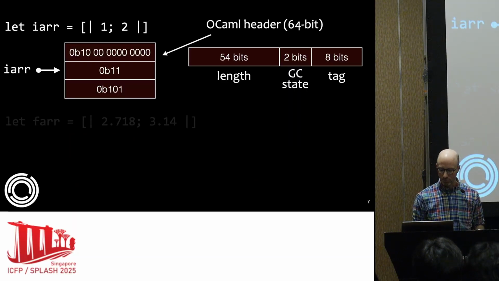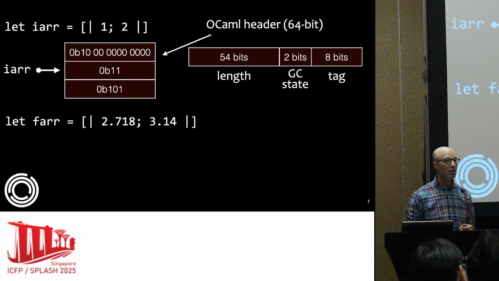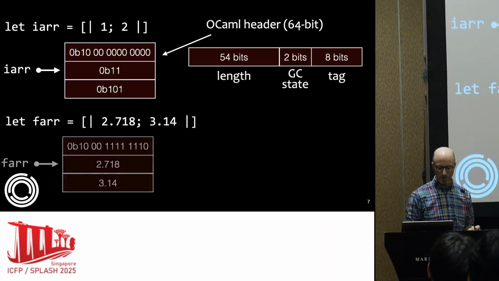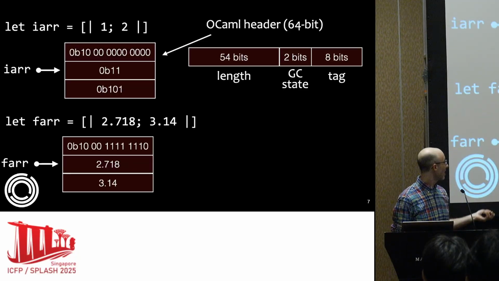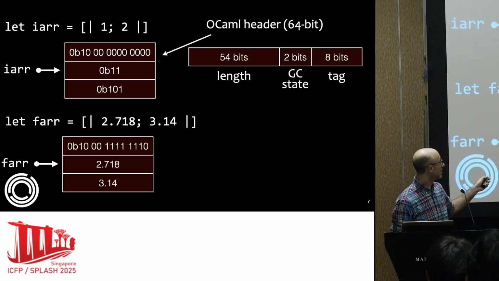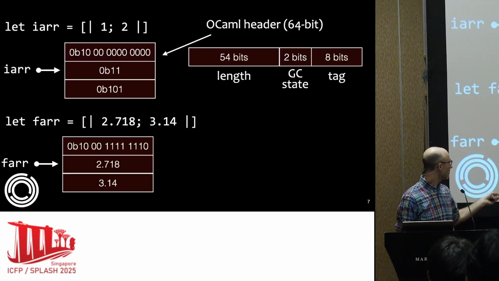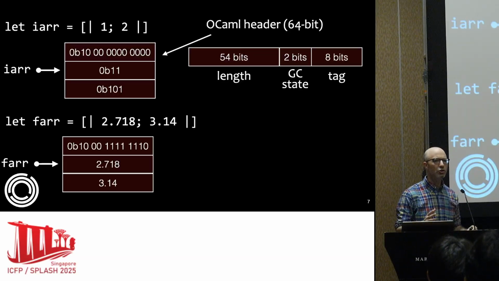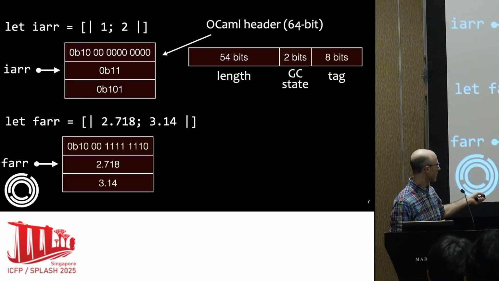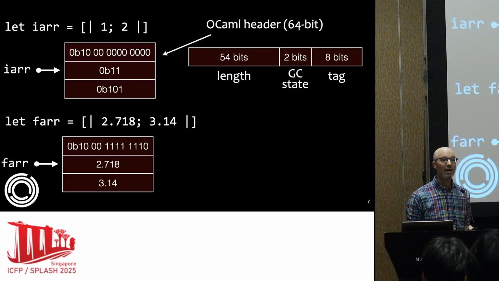Let's look at a float array. So here I have my float array. And this is a little bit different. Here in the float array, I have not the 0 tag that we saw for int and for string, but I have this other tag right there. Again, still no GC state, still a length of 2. And I'm not going to do IEEE encoding here, so I'm just going to have the floats as they look like that. But this is shorthand for a 64-bit representation of floating point numbers.